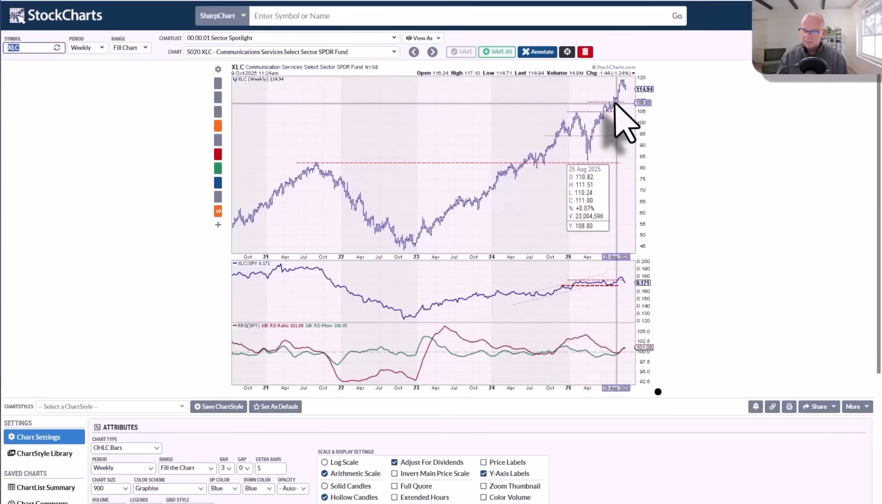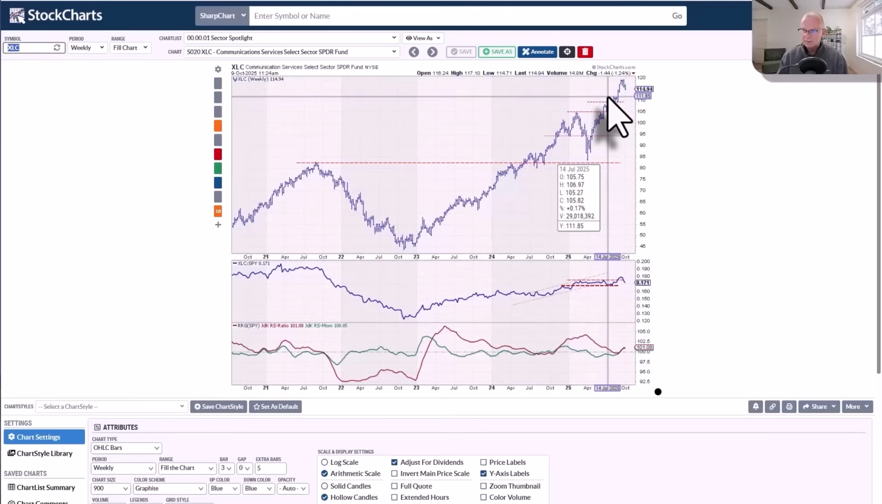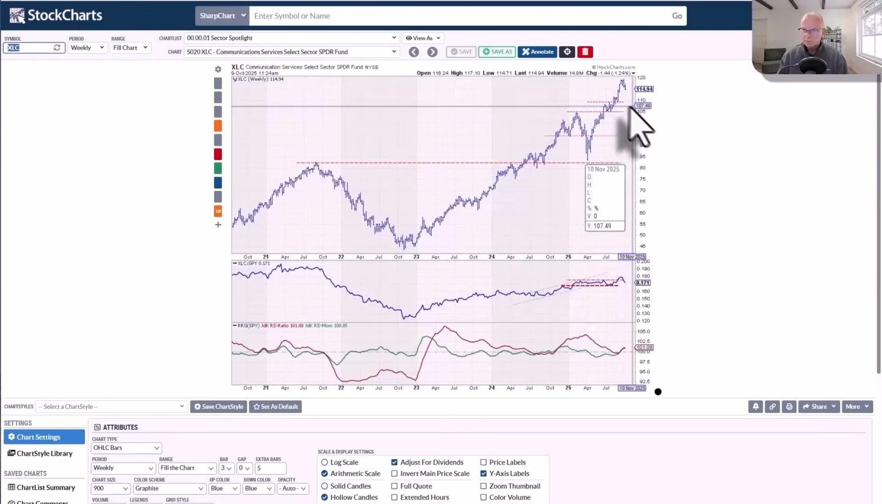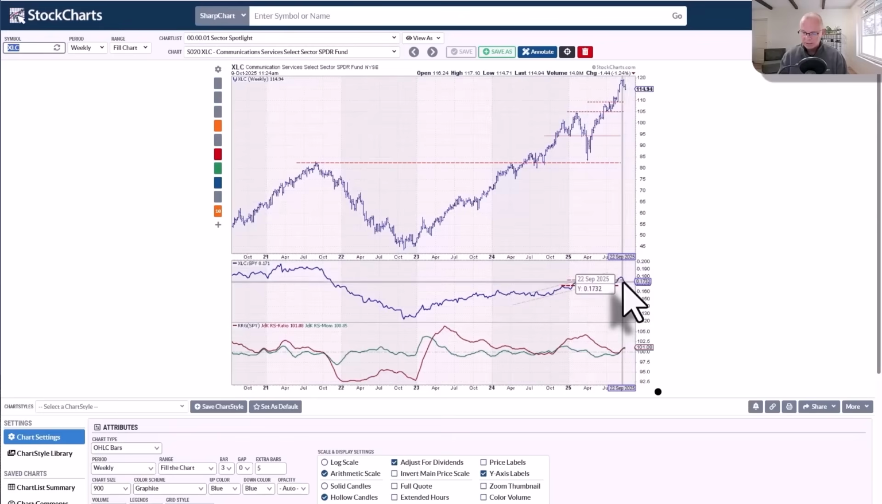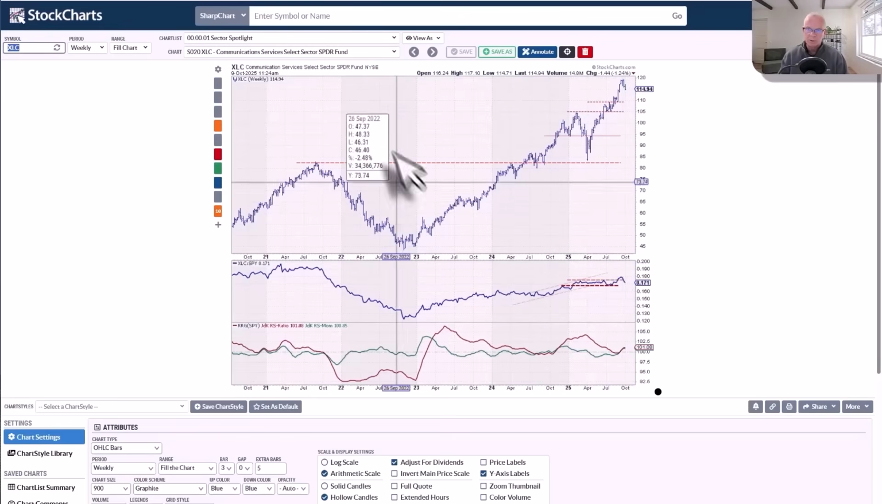And I'm going to put the support level somewhere. So this is 109 now, so let's say 110, and this is 112. This is the previous high and previous high that we broke. So between 110 and 112 seems to be good support for communication services. If we can hit that without more damage to the RS line, XLC remains one of the stronger sectors.